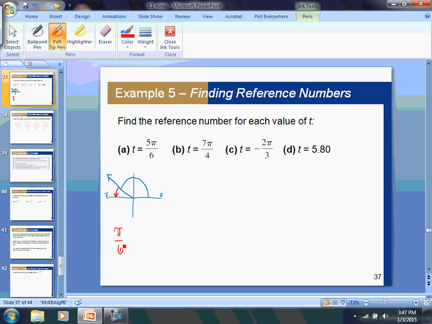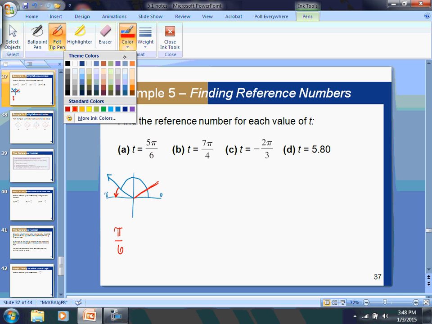Now, why this is a reference angle is because if I reflect this across the y-axis into the first quadrant, this 5π/6 is going to have the same ordered pair terminal point as π/6. It's just going to have different signs. So that's why this skill is important.